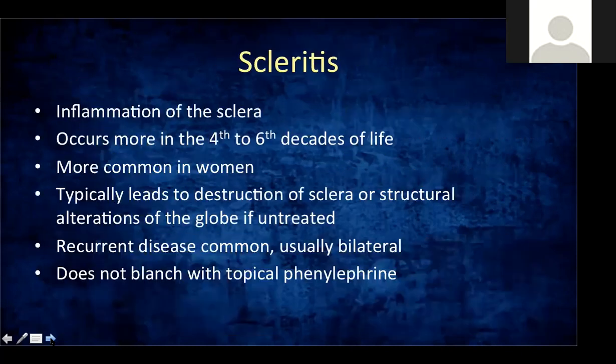Okay. For scleritis, it's inflammation obviously of the sclera. It's a deeper layer. It occurs more often in the 4th to 6th decades of life. It's more common in females. Now with scleritis, if left untreated, you can have tissue loss or destruction and structural alterations in the globe. It's a recurrent disease and it's usually bilateral. Again, here it does not blanch with your topical phenylephrine.